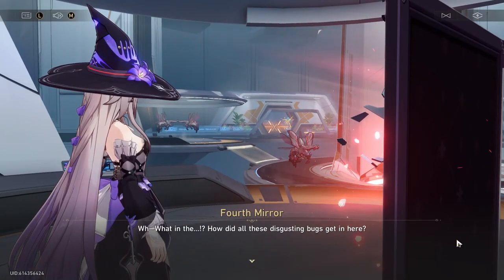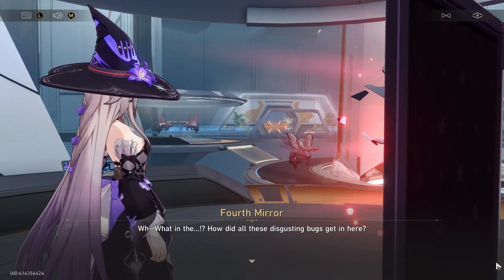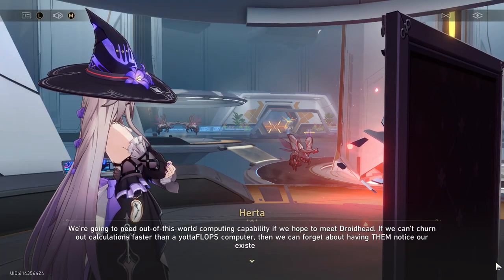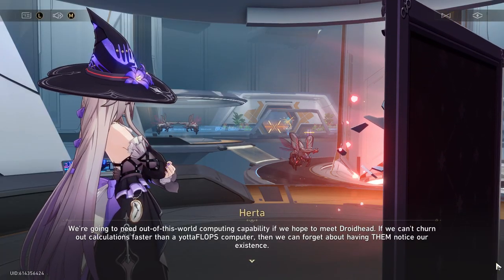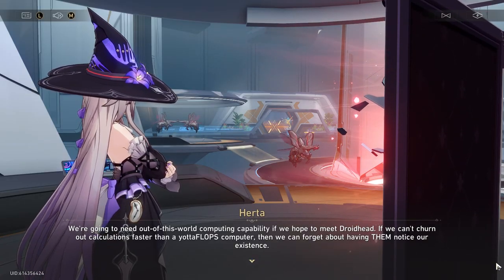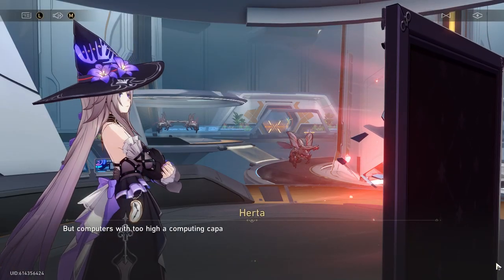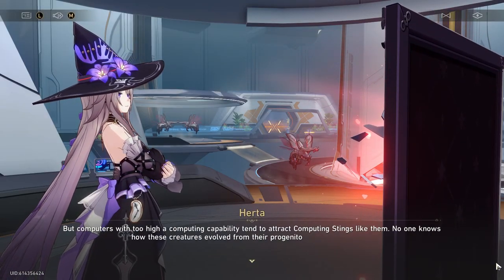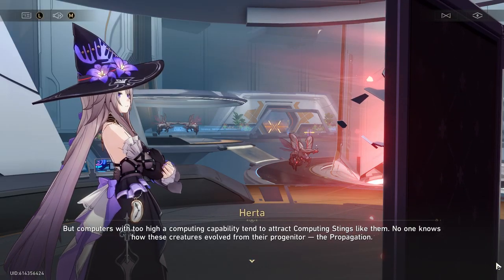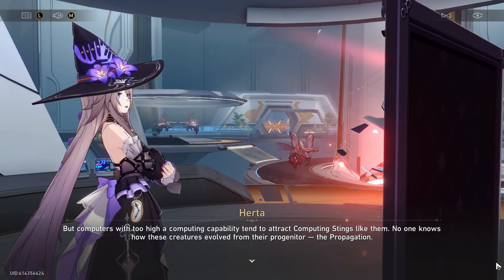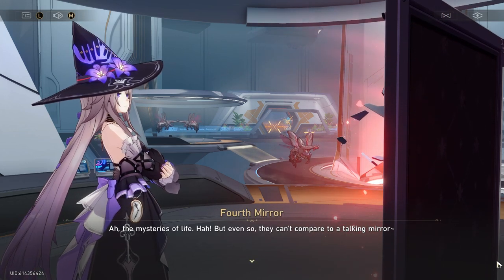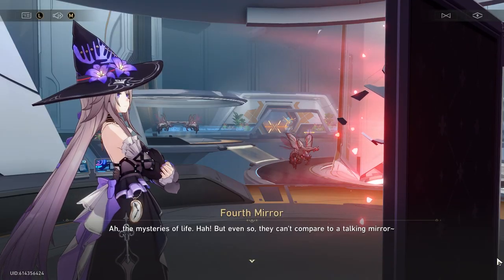What in the... How did all these disgusting bugs get in here? We're going to need out-of-this-world computing capability if we hope to meet Droidhead. If we can't churn out calculations faster than a Yottaflop's computer, then we can forget about having them notice our existence. But computers with too high a computing capability tend to attract computing stings like them. No one knows how these creatures evolved from their progenitor, the propagation. Ah, the mysteries of life. But even so, they can't compare to a talking mirror.